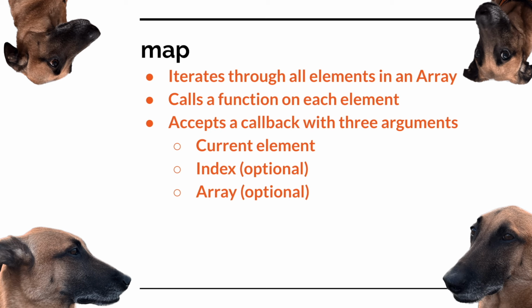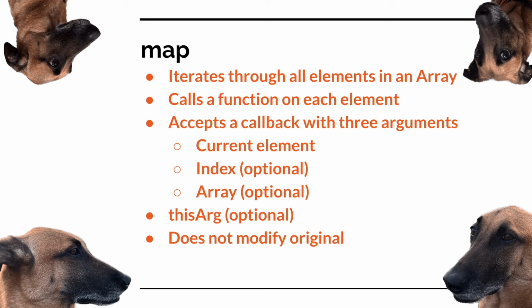Now, there's a second optional parameter to the map method called thisArg, where you can pass a value for this. And it's important to note that map does not modify the original array and instead returns a new array with the results from the callback function.